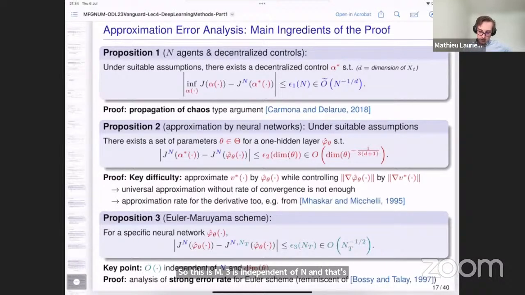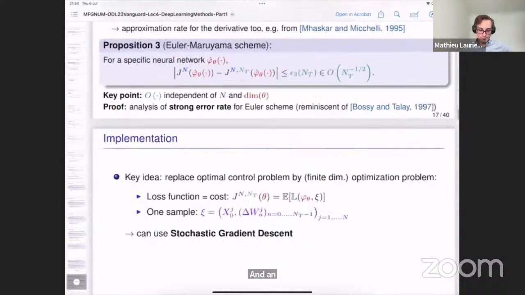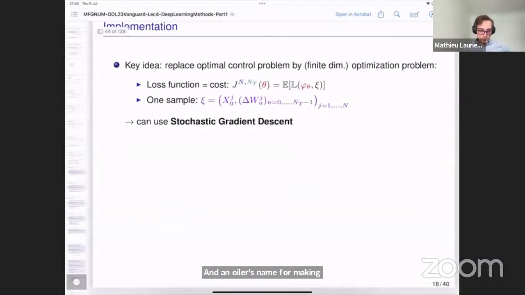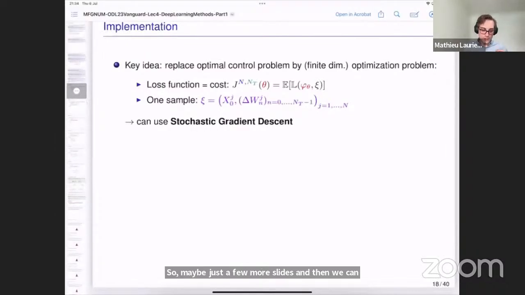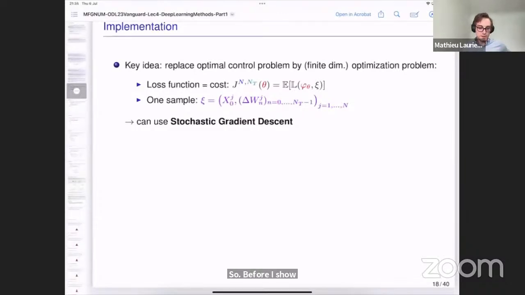In fact, this is reminiscent of earlier works by Bossy and Talay, also on McKean-Vlasov equations and Euler scheme for McKean-Vlasov dynamics. So maybe just a few more slides, and then we can take a short break, before I show some numerical illustration.